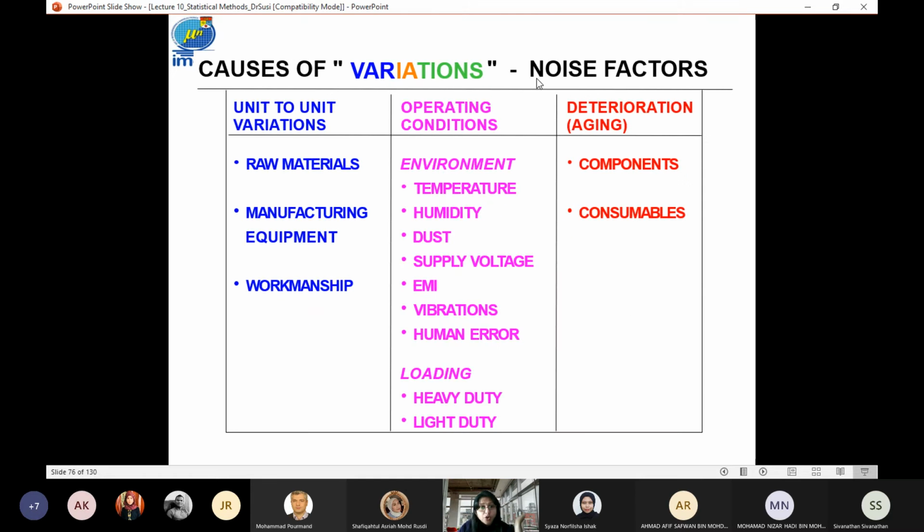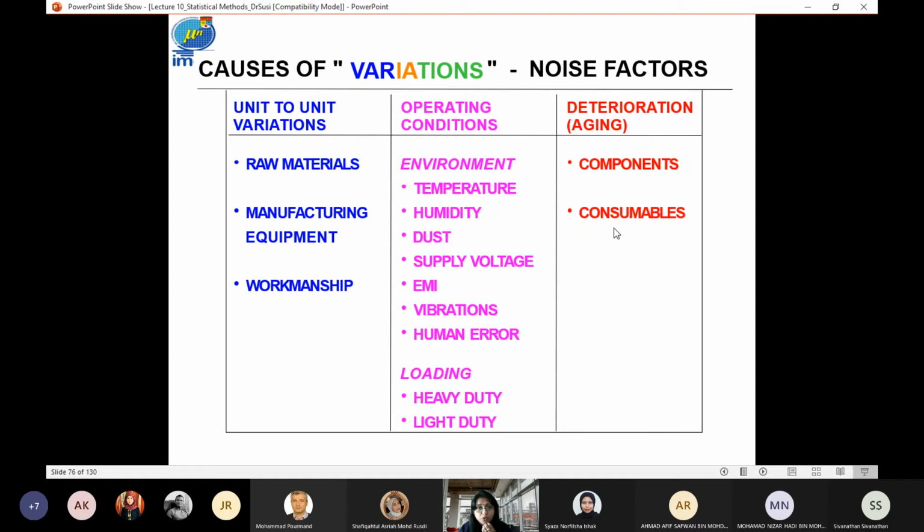So causes of variation, or what we call the noise factors. If you are looking at unit to unit variations, this can be raw materials, manufacturing equipment, or workmanship. Operating conditions can be temperature, humidity, dust, supply voltage, things that you cannot control. Vibrations, human error, heavy duty loading, light duty loading, and in terms of deterioration, components and also consumables.